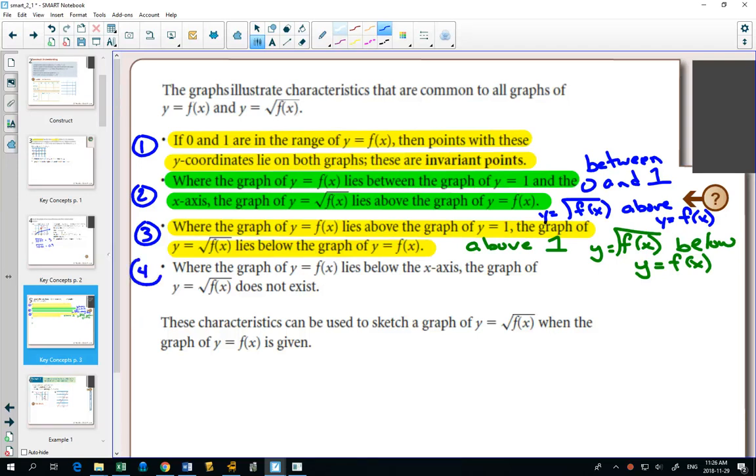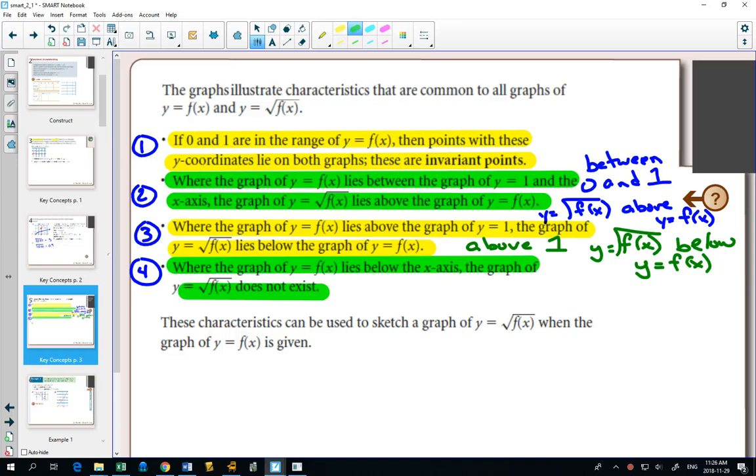And finally, the fourth thing we're going to look at, where the graph lies below the x-axis, the graph of the square root does not exist. Maybe you can't square root a negative.